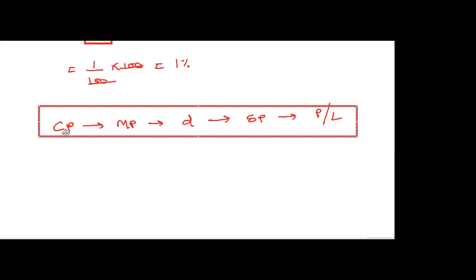And now finally, you know what is the cost price and what is the selling price, so you will be able to decide whether there is a profit or a loss. Profit when SP is greater than CP, and loss when SP is less than CP. And then profit percent and loss percent: profit upon CP into 100 or loss upon CP into 100. That way we can calculate, and you can just remember this chain.